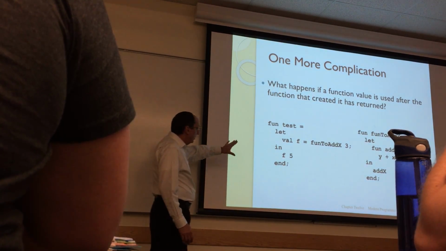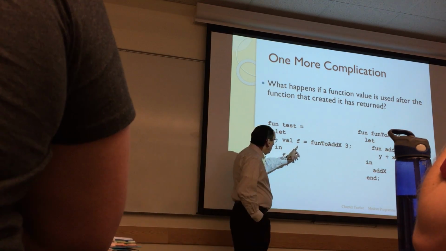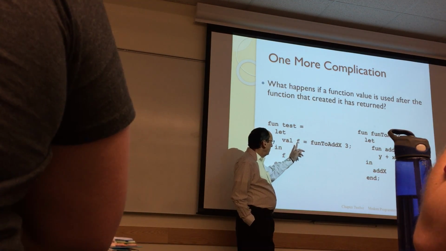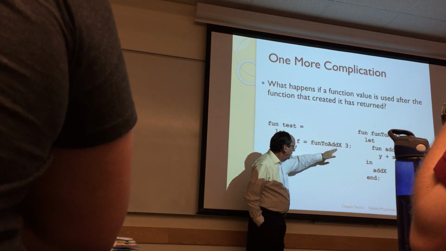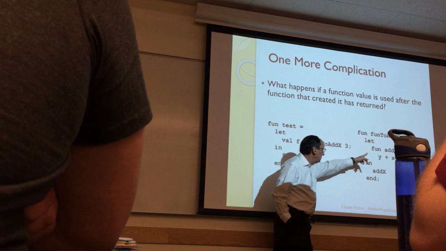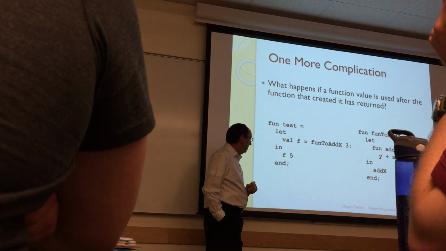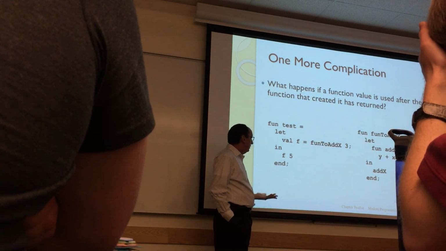So let's look at the calling situation here. And we've done this over and over again. I'm going to create a function by calling funToAddX with a 3, and it's going to return me this function, which adds 3 to its argument. So now when I pass a 5, I'll get an 8.